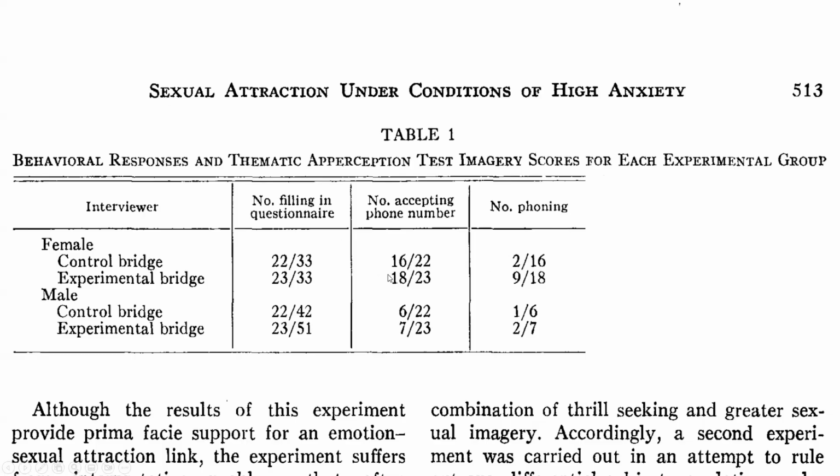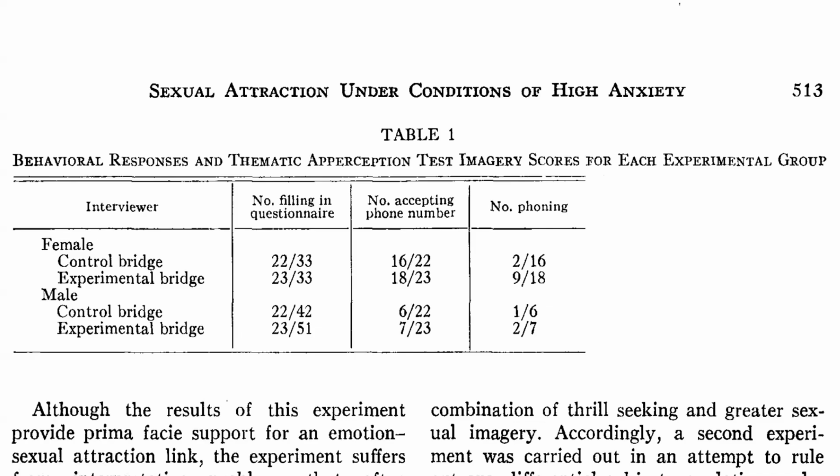Out of the 18 individuals here on the suspension bridge with the female interviewer who accepted the phone number, 9 of them actually ended up calling. And then we have the same for the male on the wooden bridge and the suspension bridge. We need those relative frequencies because otherwise we'd get a distorted picture, and we would communicate a distorted picture of what actually was going on.